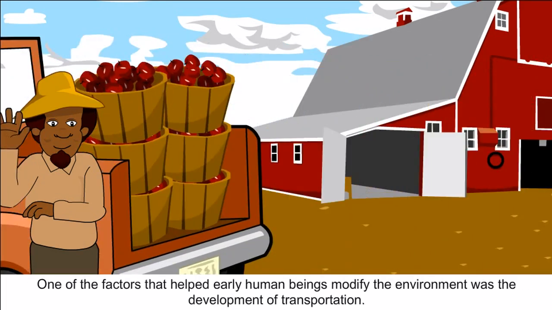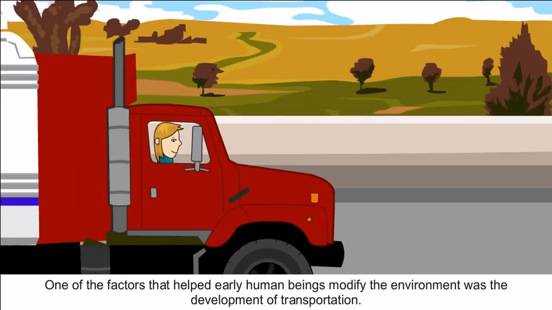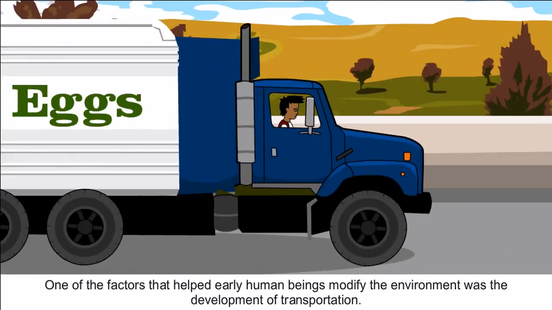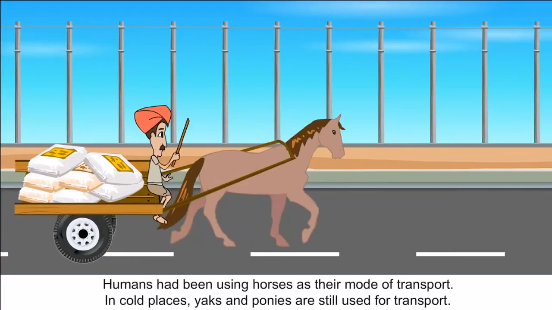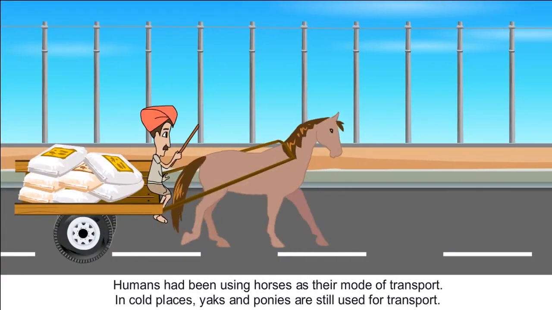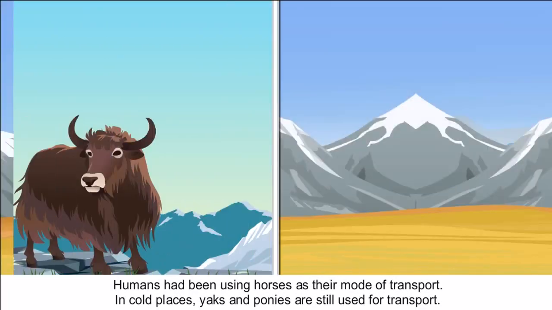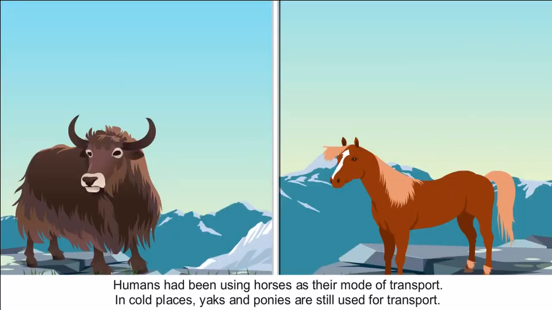Transport. One of the factors that helped early human beings modify the environment was the development of transportation. Humans had been using horses as their mode of transport. In cold places, yaks and ponies are still used for transport.